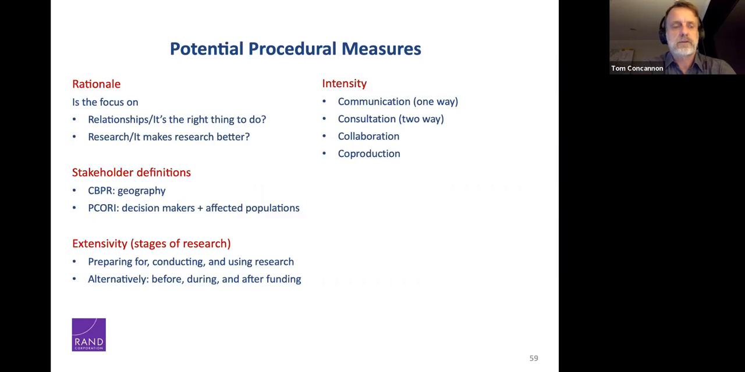Did the researchers set forth a rationale that spoke to the relationships that they'll be building with the stakeholder communities? Did they articulate the rationale in terms of it's the right thing to do? Or did they focus on the impacts of the engagement work on research? Do they think that the engagement work might make research better? Or did they articulate both of these things? And what this does, identifying this procedural measure, is it helps us anchor the evaluation in the intention by which the engagement was set forth.